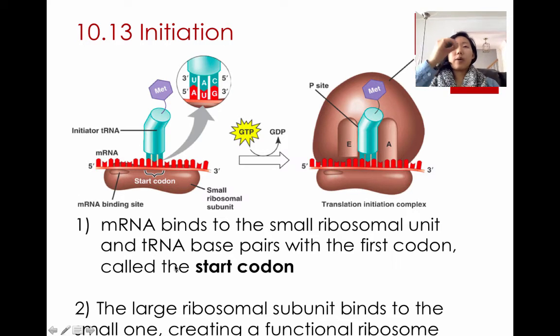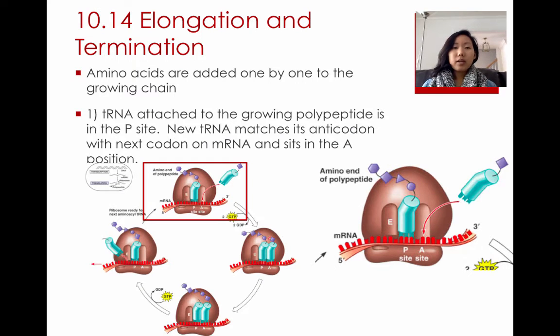And then after this binding process happens where the tRNA matches with the very beginning of the mRNA on the bottom part of the ribosome, then the top part of the ribosome comes and attaches itself. So that's when it's called the large ribosomal subunit, and it will attach on the top. And then this creates a functioning ribosome. So after initiation, there's elongation. Elongation can be broken up into a series of steps.